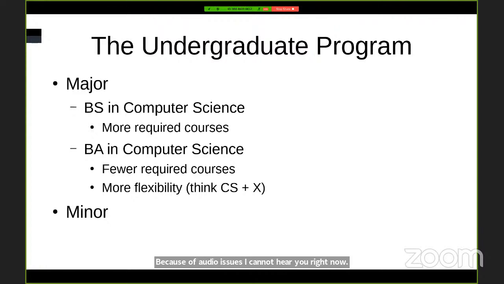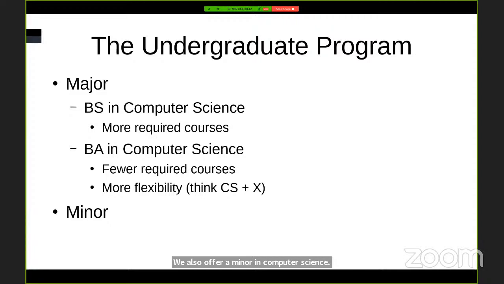So the undergraduate program at Rochester is primarily 2 degrees as a major, the computer science major, a BS in computer science, and a BA in computer science. We also offer a minor in computer science. But today I'll focus on CS as a major, okay?